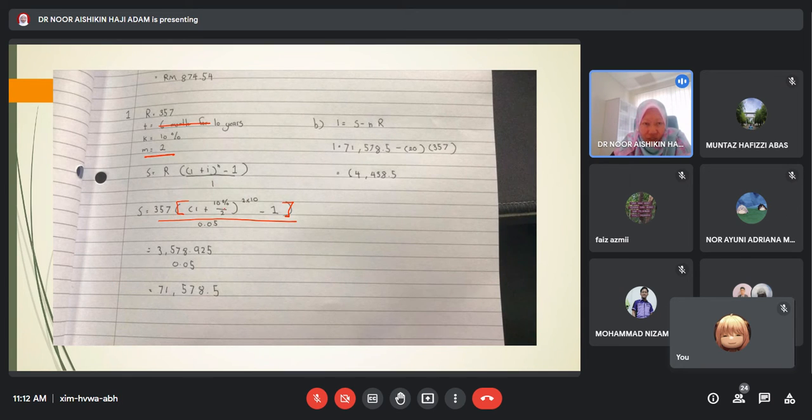So 357 times 1 plus I, 10% over 2 or 5%, to the power of n. N ke m tu? N kan? Which is 2 times 10. Betul? Ni betul, ni pun betul. Minus 1 and then you divide by I. Betul?